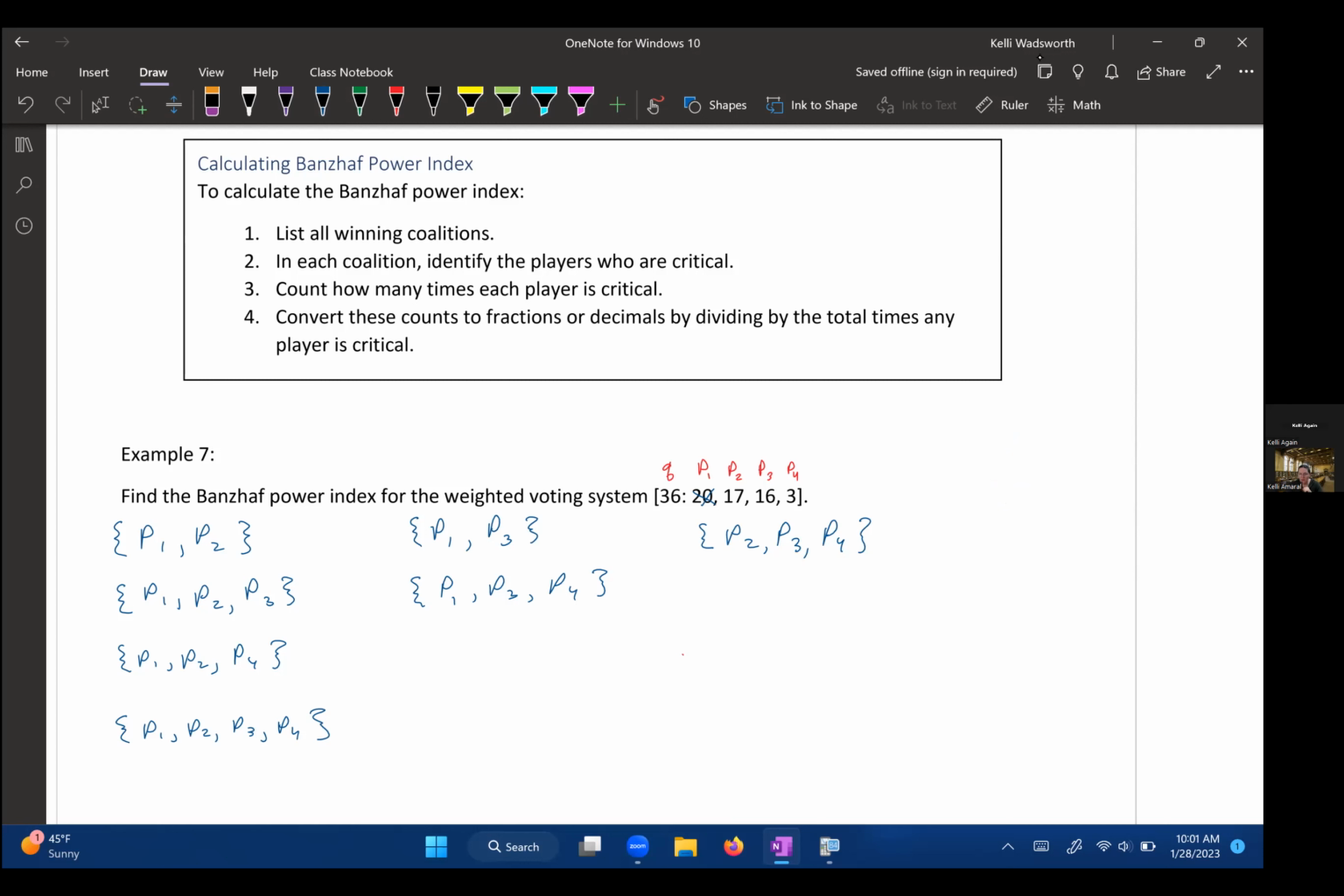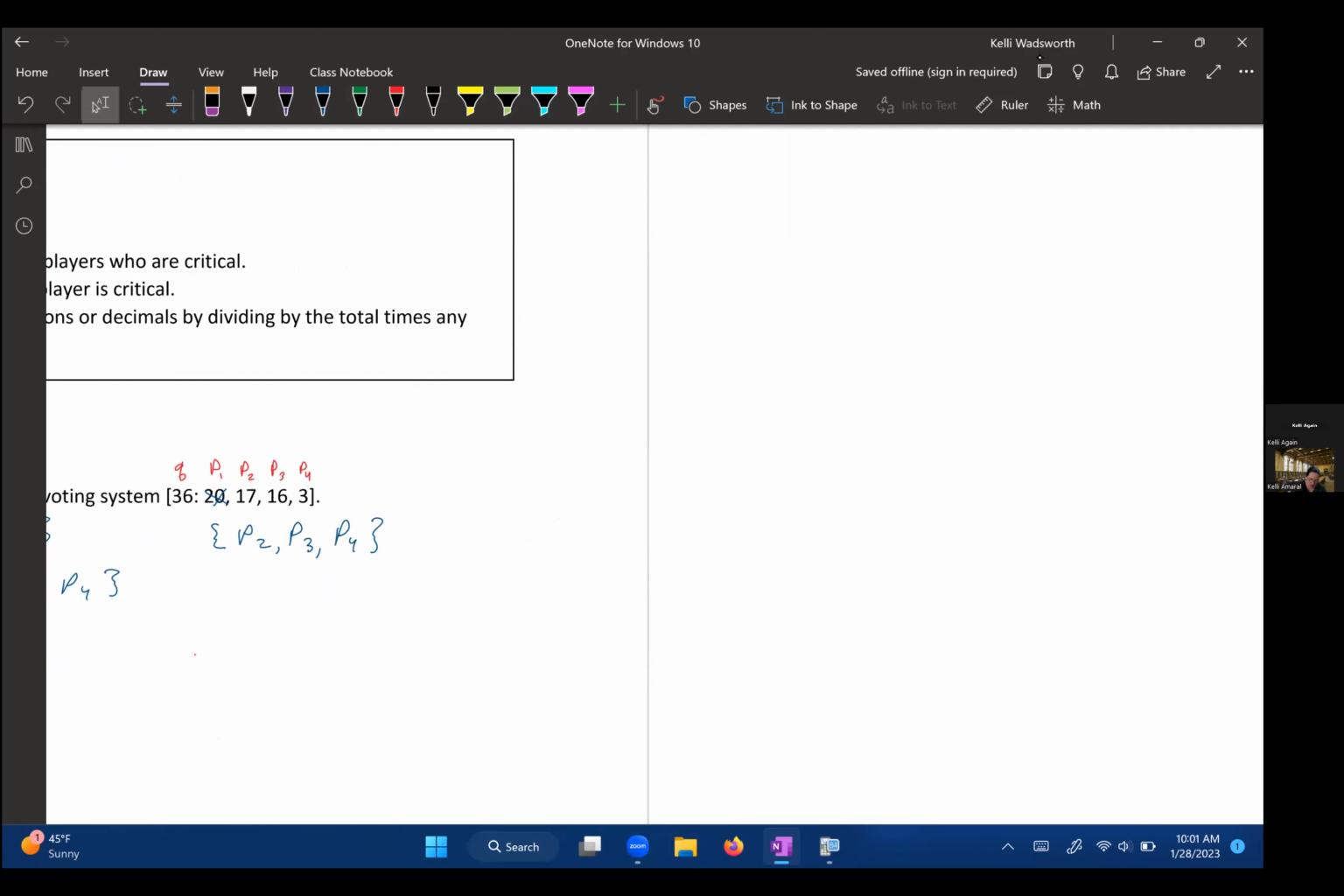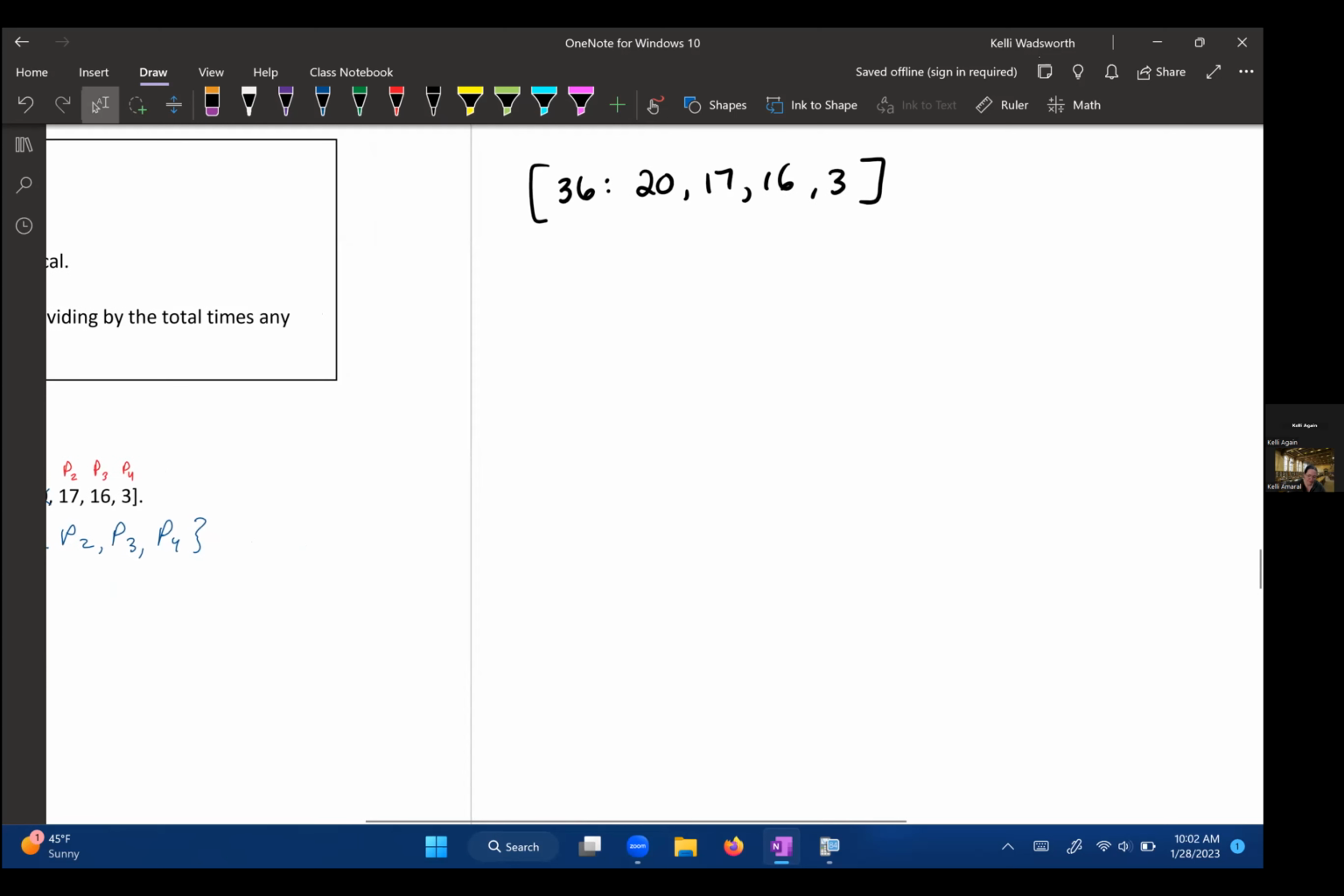Now, I think I might actually take a few minutes here. If you're satisfied with this, go ahead and skip the next few minutes. But I'm going to take a minute and see if I can do the same thing, but going by size of coalition. So let me just write here. I'm going to rewrite our voting system: 36, we've got 20, 17, 16, 3. So I'm doing the same thing I just did. I'm trying to list all winning coalitions, but I'm going to do it a little differently, by size of coalition.